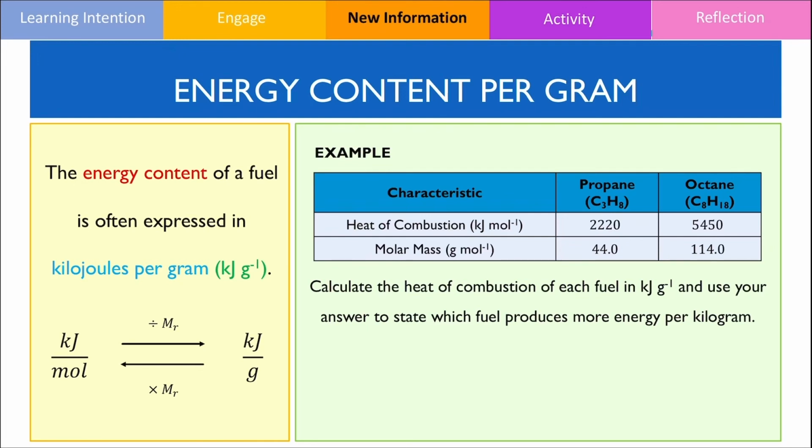An example is shown on the right hand side. In the table, we are given the heat of combustion for propane and octane along with the respective molar mass. Using the flowchart, we can express the heat of combustion for both of these fuels in kilojoules per gram by dividing the heat of combustion by its molar mass, giving us the following values.